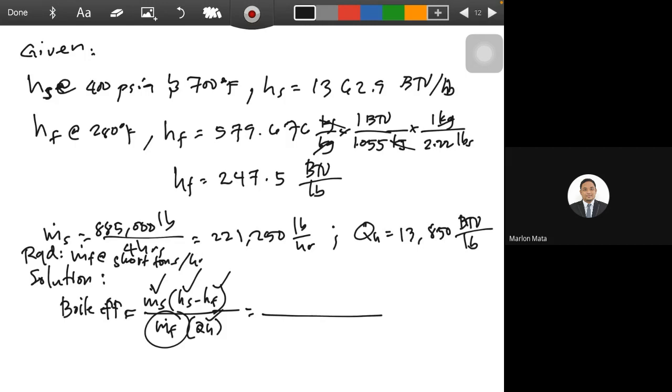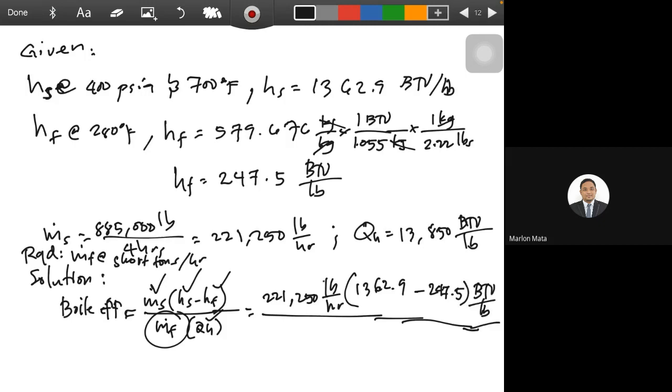We substitute MS, which is given. 221,250 pounds per hour times the enthalpy of steam, which is 1,362.9 minus 247.5. So this is BTU per pound. Of course, that will cancel the pounds. So over MF times the heating value of 13,850 BTU per pound. Cancel the BTU. What remains is the unit of pounds per hour, which is MF, the mass flow rate of fuel.